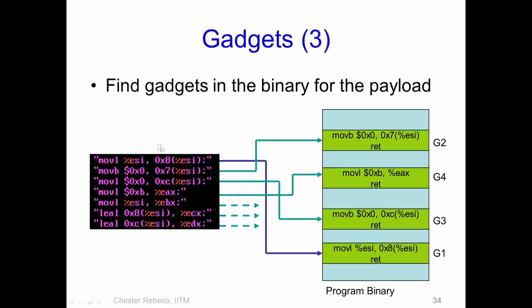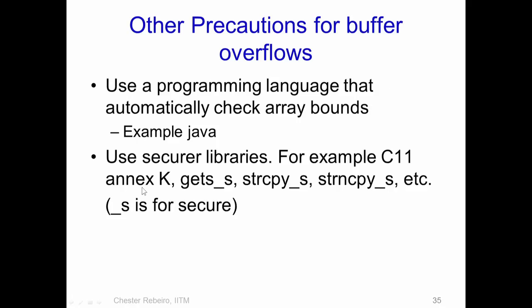In this way he is able to execute his payload, and it has been shown that a large set of such gadgets are feasible in programs. Other precautions for buffer overflows is to use a programming language such as Java, which automatically checks array bounds. This will ensure that no array is accessed out of its limits.